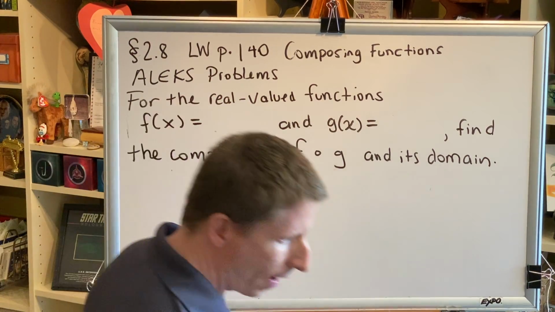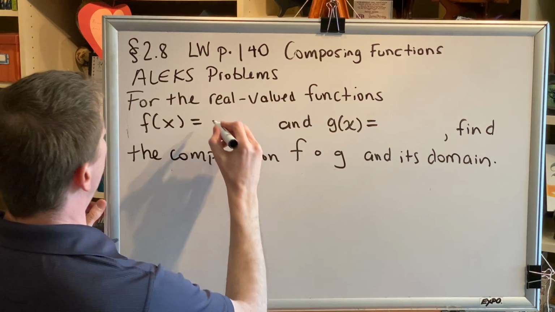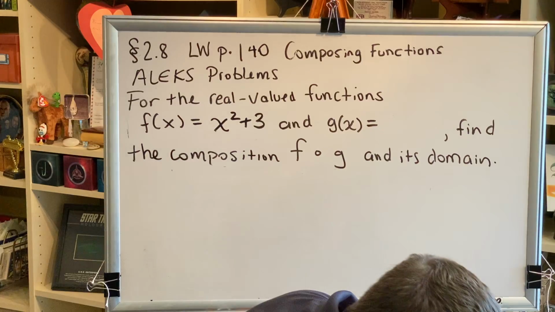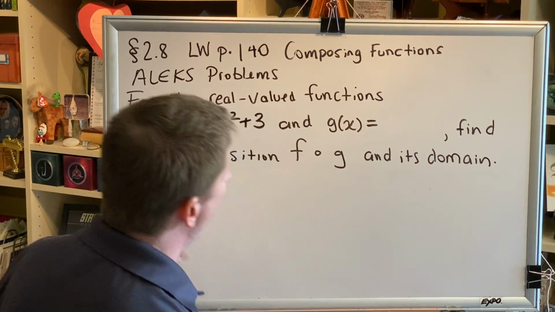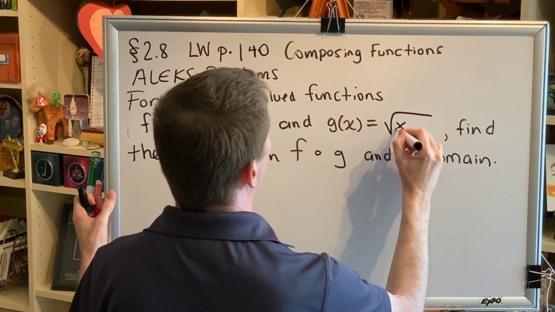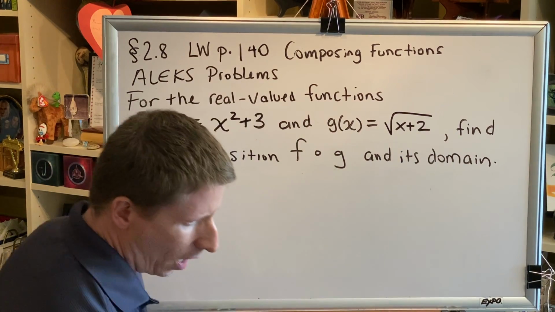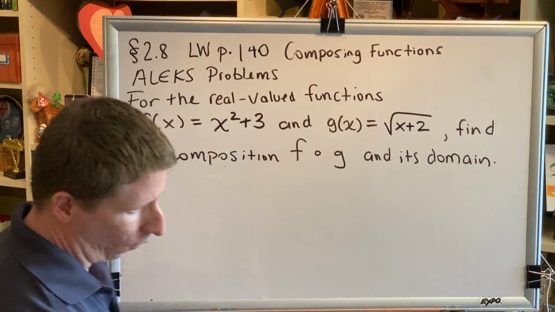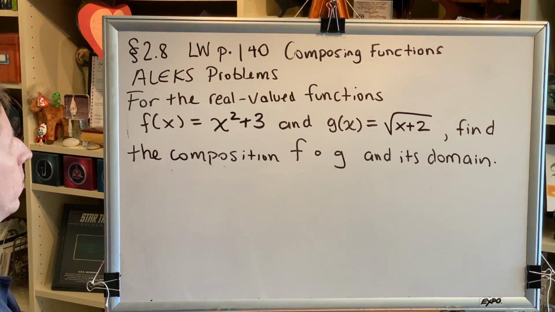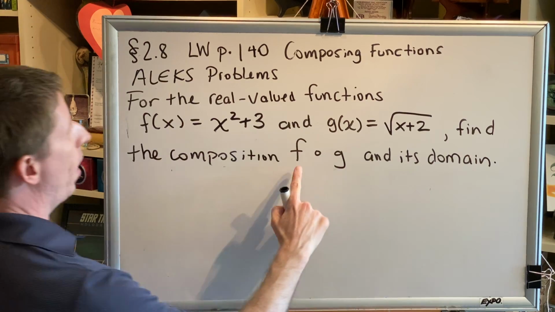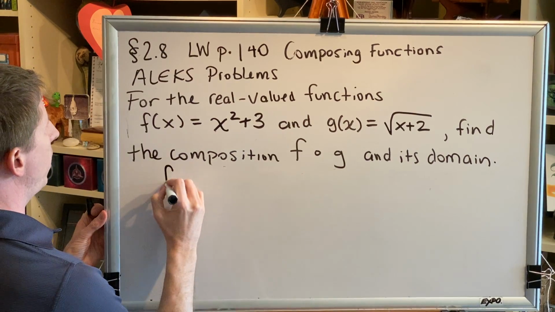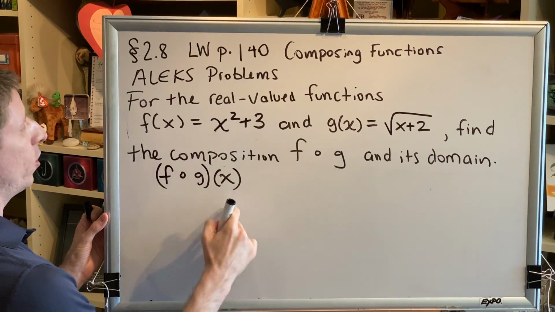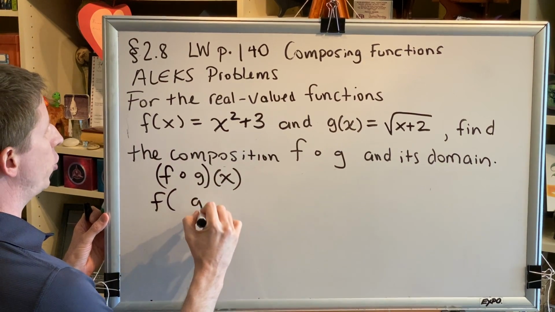Right, our next problem says f of x equals x squared plus 3. G of x equals the principal square root of the sum x plus 2. And we're asked to find f composed with g and its domain as an interval. Okay, let's proceed as we did before. F composed with g will be f composed with g of x. Rewriting using the definition, we get f of g of x.